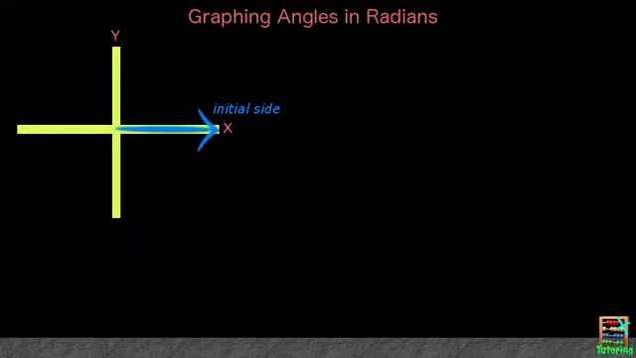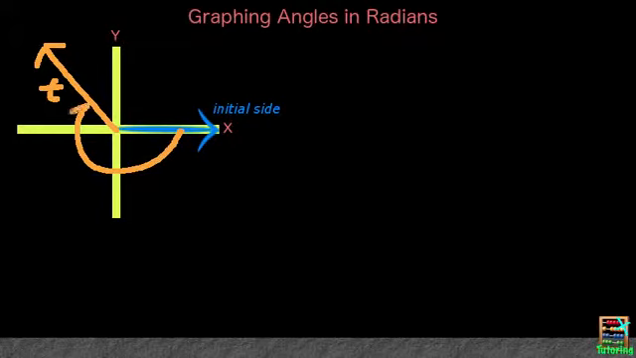Next, we have to determine where the terminal side lies. For now, let's say it's here. The angle that's created when we move counterclockwise from the initial side to the terminal side is our positive angle, and the angle formed when we go clockwise from the initial side to the terminal side is our negative angle.